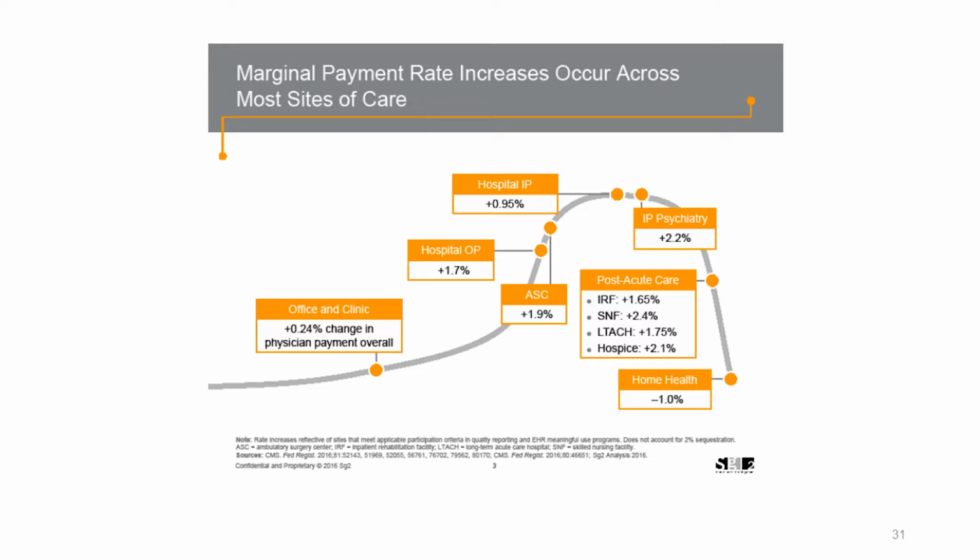If you look at the payment rate increases across some of these settings, you can see that it's really been marginal, but there is some variation within the different settings. We had a 0.24% change in physician payments, approximately 1.7% on hospital outpatient, a little under 1% for hospital inpatient, 2% for ambulatory surgery centers, 2.2% for psychiatric services, then around 1.5% to 2% increases in post-acute care settings, and then actually a decrease in reimbursement in the home health settings.